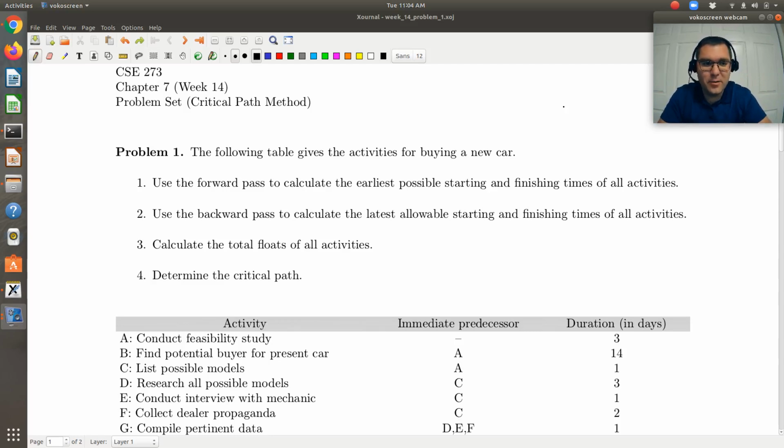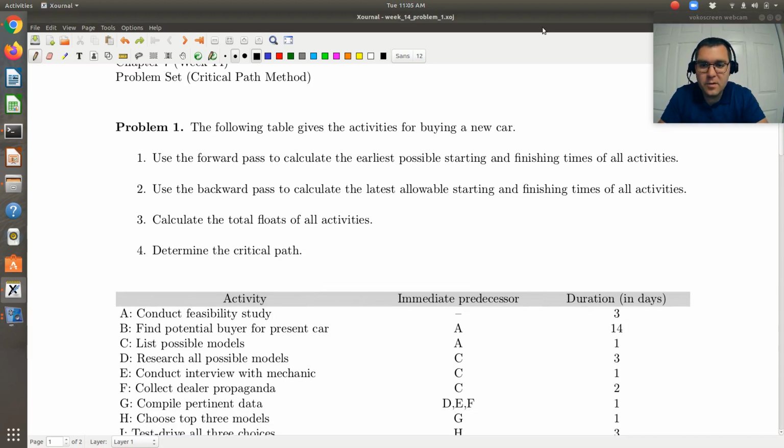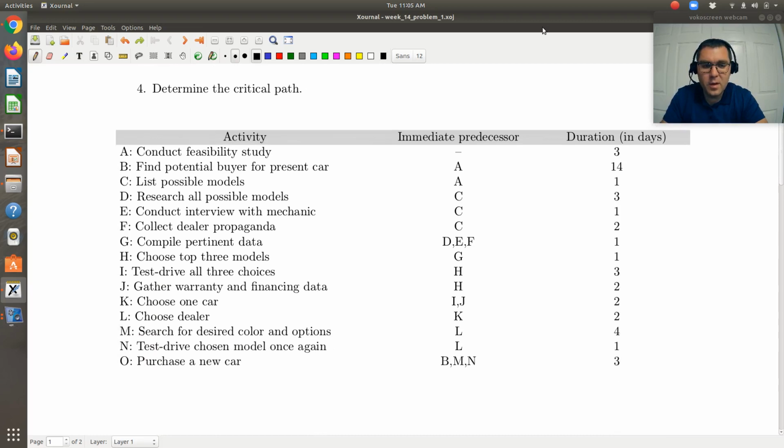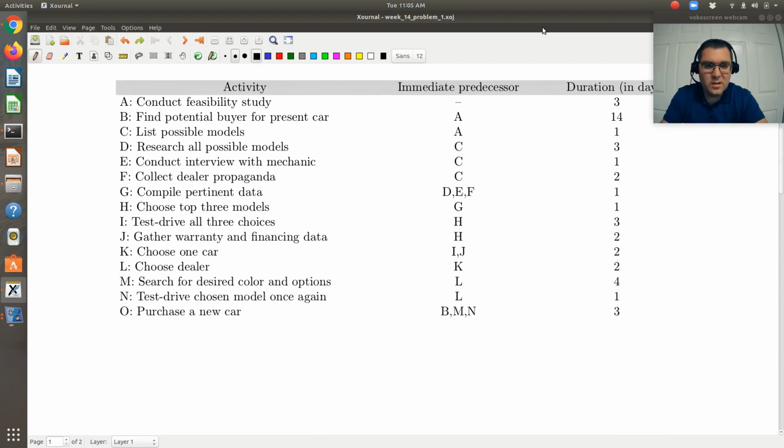So this is another critical path method problem, only the ones in the problem set were a little longer than the examples we considered. So the first one, the following table gives the activities for buying a new car. We're going to be asked to do a forward pass, backward pass, calculate our total floats, and then determine the critical path.